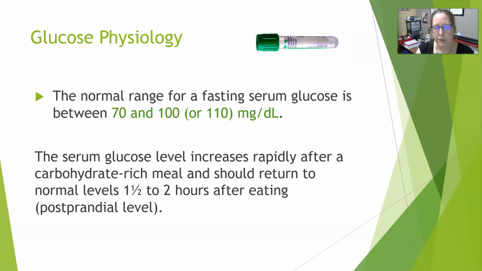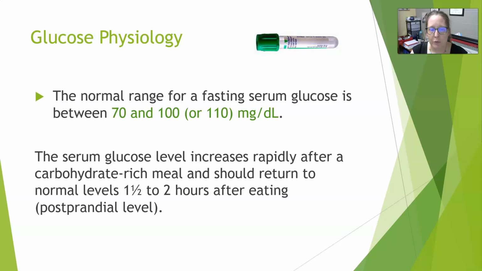The normal range for a fasting serum glucose is between 70 and 100 or 110. It depends on the lab, in milligrams per deciliter. For sure, if a patient's glucose is between 70 and 100, that is definitely considered healthy. Once blood glucoses are above 100, they could be suggestive of prediabetes, or diabetes if they are above 126 fasting.